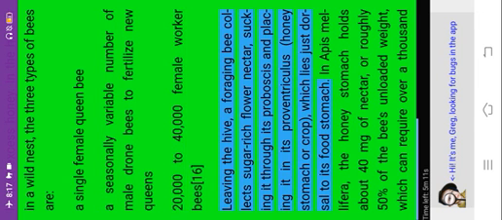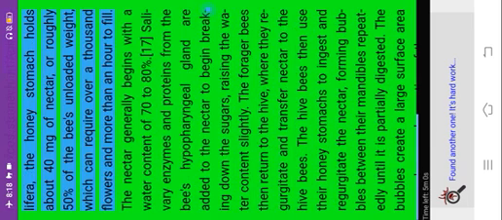Leaving the hive, a foraging bee collects sugar-rich flower nectar, sucking it through its proboscis and placing it in its proventriculus, honey stomach or crop, which lies just dorsal to its food stomach. In Apis mellifera, the honey stomach holds about 40 milligrams of nectar, or roughly 50% of the bee's unloaded weight, which can require over 1,000 flowers and more than an hour to fill. The nectar generally begins with a water content of 70 to 80%.